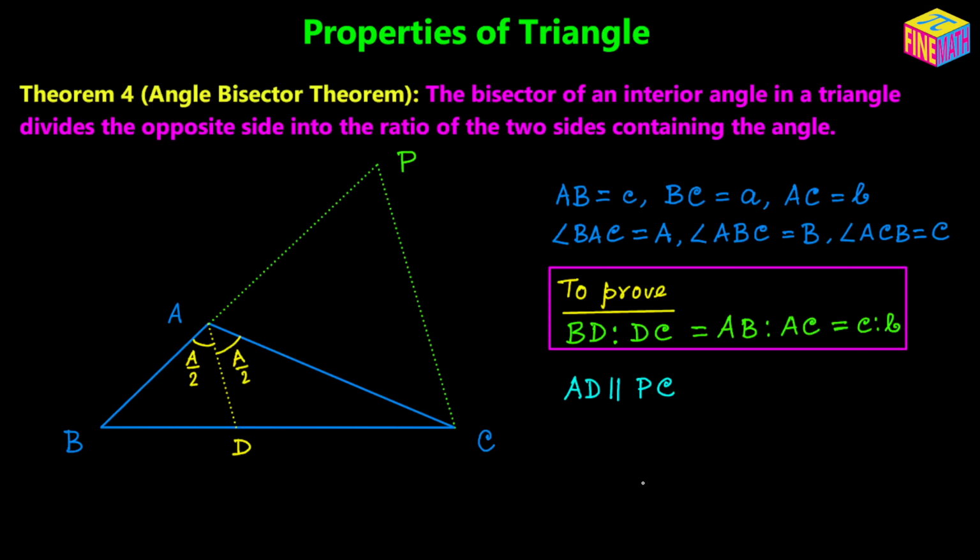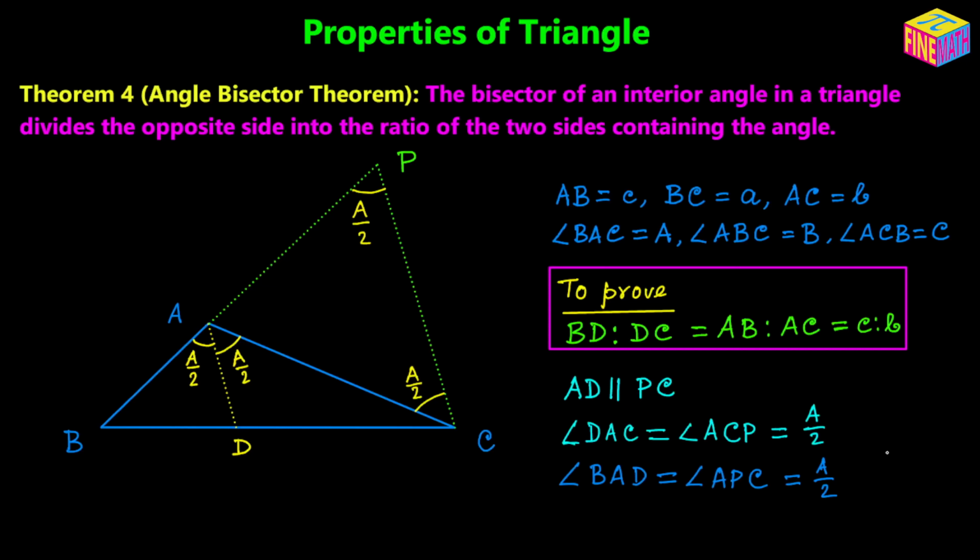Now from the construction, because AD is parallel to PC, angle DAC and angle ACP are alternate angles between these two parallel lines, if we consider AC to be a transversal. So angle DAC and angle ACP are equal, and each of them is equal to half of A. Similarly, angle BAD and angle APC are corresponding angles between the two parallel lines if we assume BP to be the transversal. So angle BAD and angle APC are also equal, and each of them is half of A.